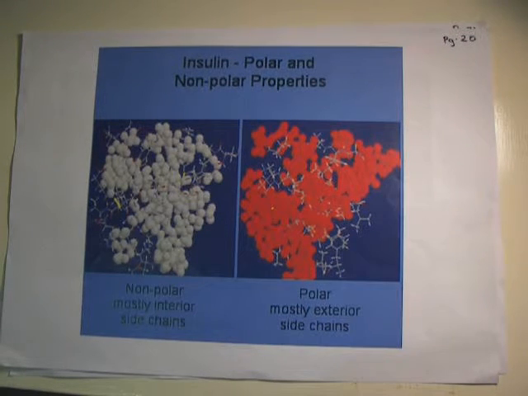The interior structure of an insulin molecule contains non-polar side chains, while the exterior structure consists of polar side chains. This allows the insulin to be soluble in water, as the polar side chains can create hydrogen bonds with the hydrogen atoms within the H2O molecules. This structure relates to the function of insulin, as it allows it to be transported around the body within the plasma of the blood.